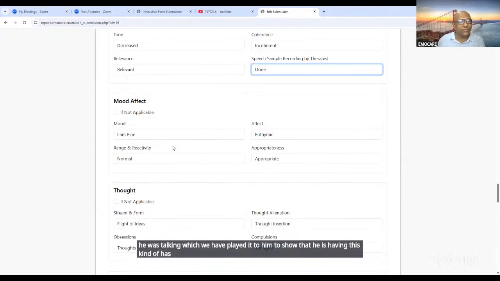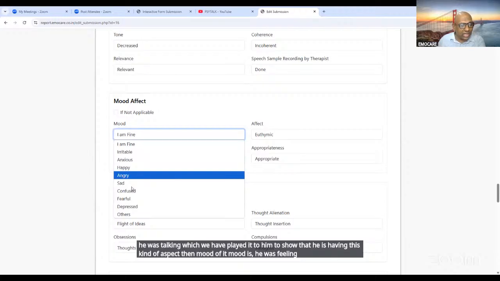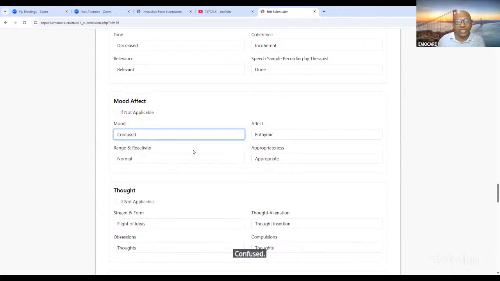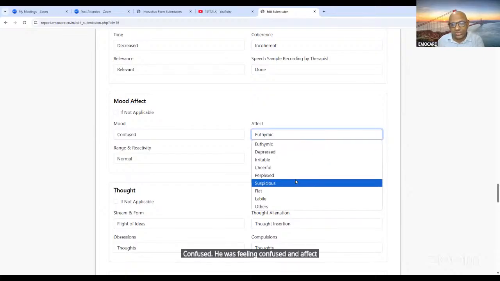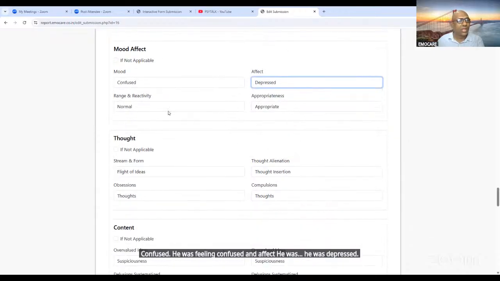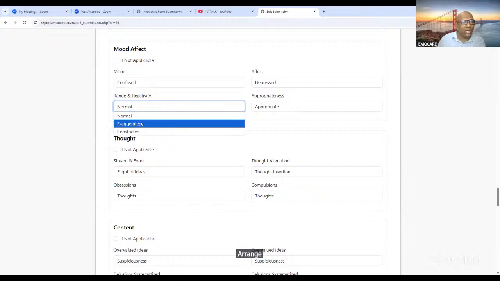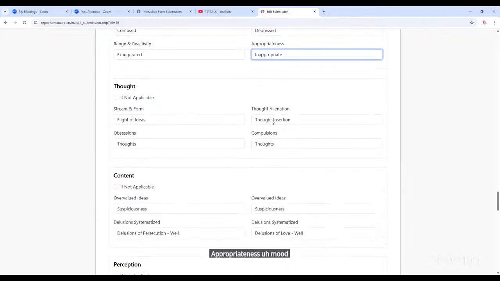Then mood and affect. Mood, he was feeling confused. And affect, he was depressed. And range, it was exaggerated. Appropriateness, mood appropriateness is inappropriate.